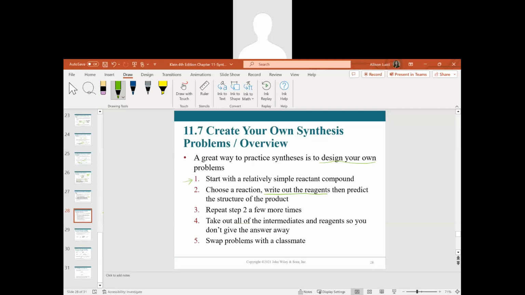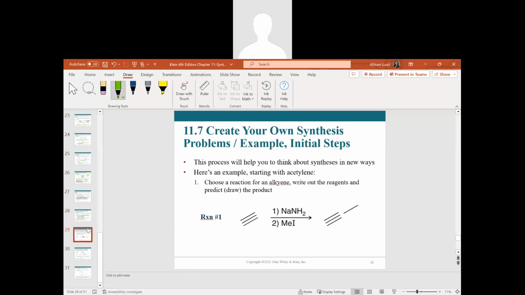Then you would take that product, and that's your new starting material. Repeat this step a couple more times. And then at the end, take out all of the intermediate products and reagents and just have your starting material and your end material. So your substrate, your starting material, and then your product. You can swap these with classmates, and then you would have multiple practice problems in addition to the ones in the textbook. So here's an example of how we could create our own synthesis problem.